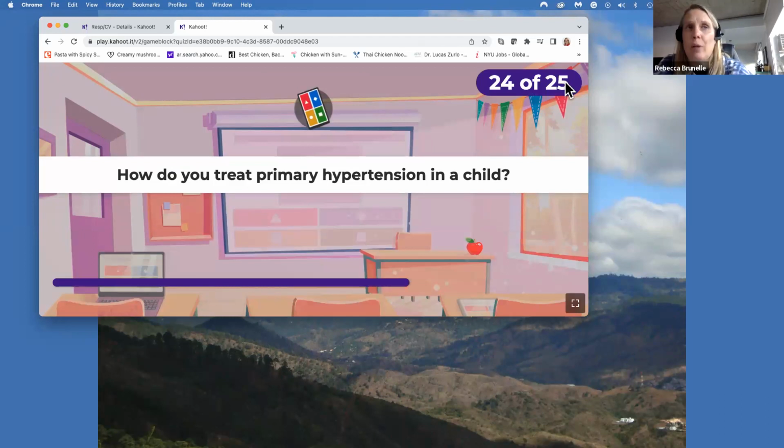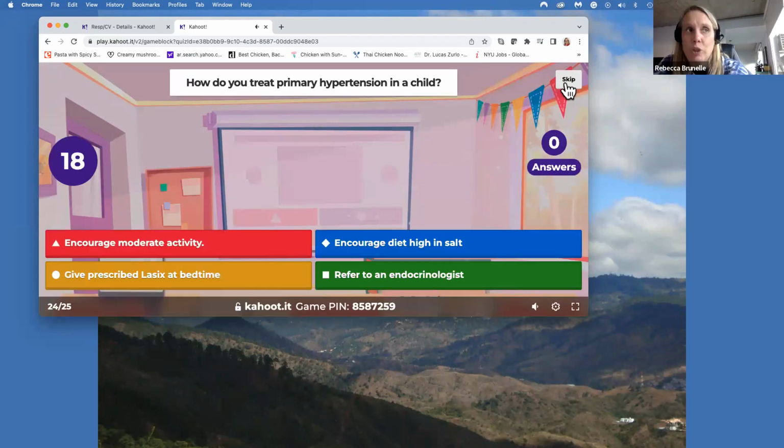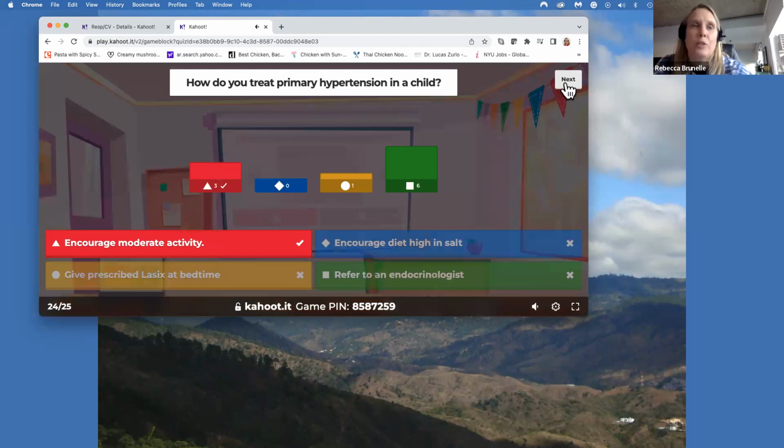So how do you treat primary hypertension in a child? Encourage moderate activity, give Lasix at bedtime, encourage a high salt diet, or refer to an endocrinologist. So yeah, you would start off with encouraging moderate activity. They might need a referral to an endocrinologist, but the first thing you're going to do is diet and exercise modification. So encourage moderate activity.